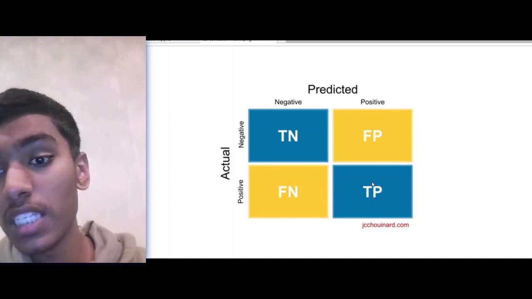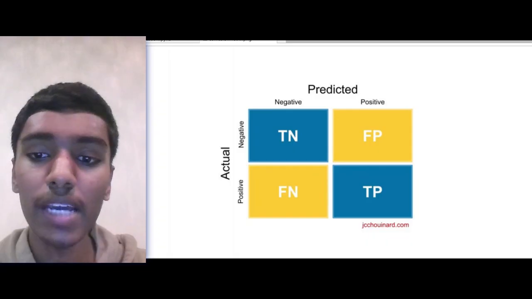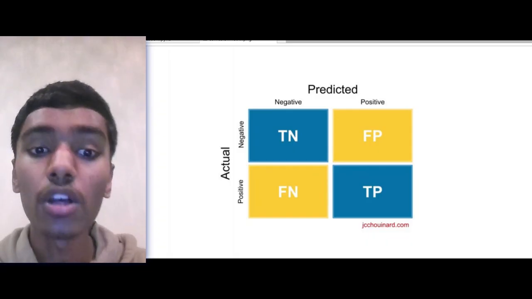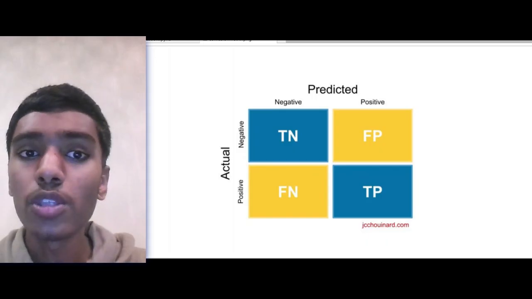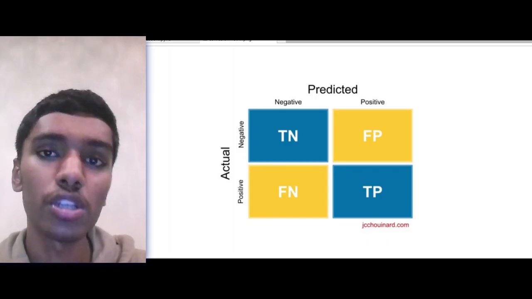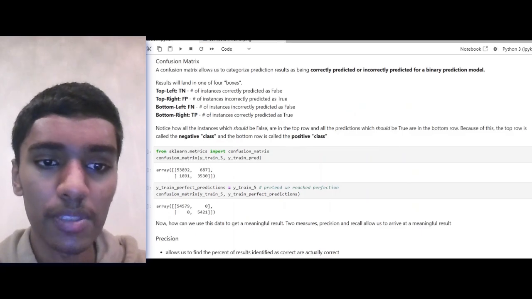Okay? TP stands for true positive. What is true positive? The idea behind this is that the model correctly identifies something as being positive. Okay? So this is what a confusion matrix is going to return for us. It's going to return this, and you can see this output here. This is basically how the output is going to look.